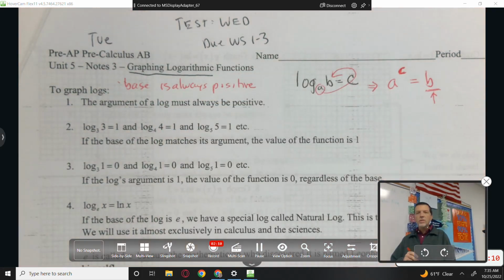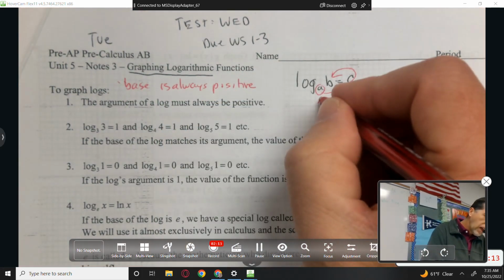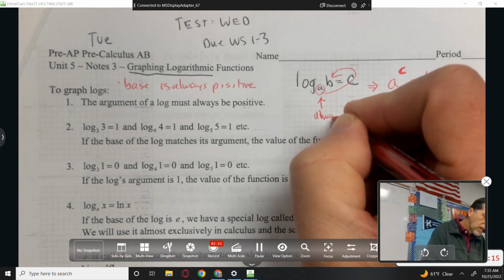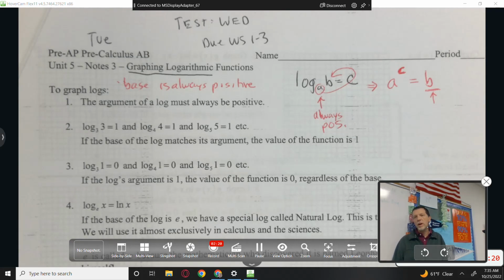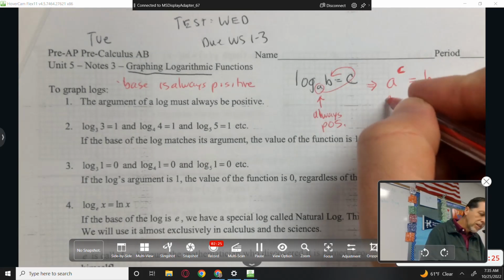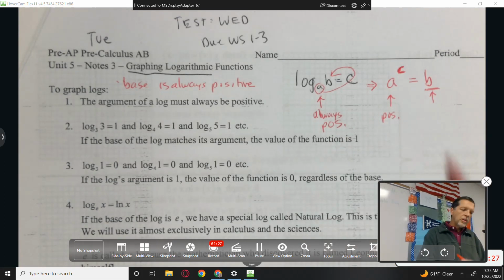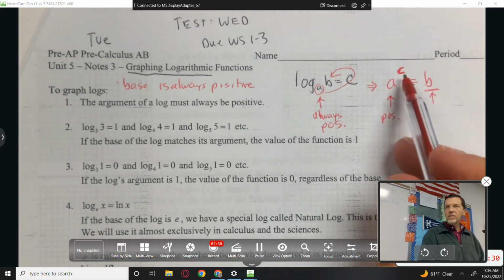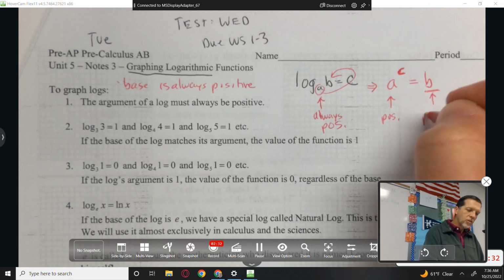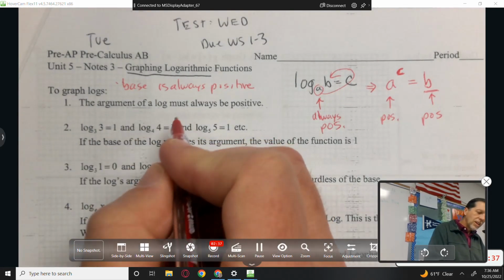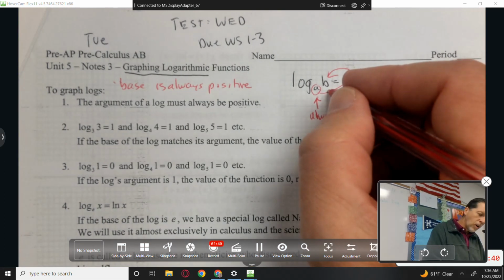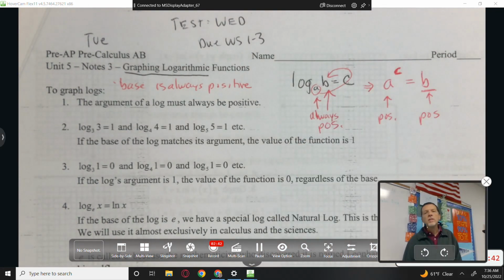You can't do a log with a negative base. So A is always positive by rule, because you just can't do a log without doing that. So if A is positive, and I raise it to any number, even a negative number or a fraction, your answer is still going to be positive. And so that's why the argument of a log, the inside stuff, has to also always be positive. So those two parts of a log will always be positive.